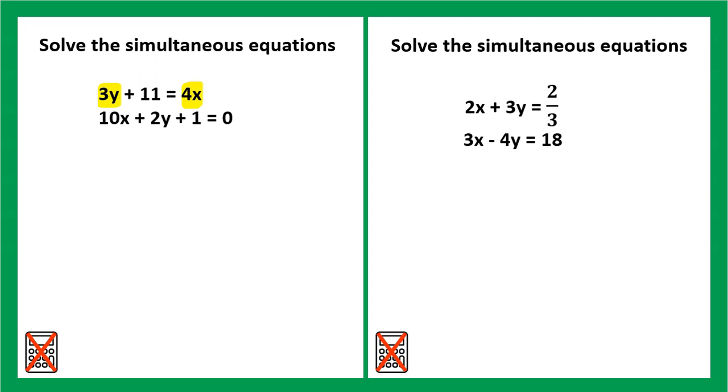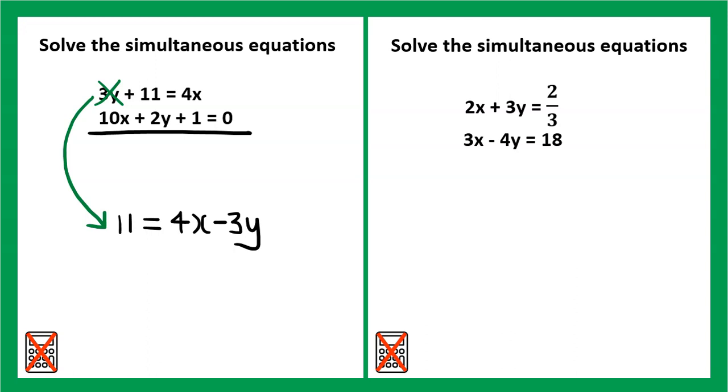Before, we had both of the algebraic parts on the left and the numerical part on the right. So let's just change this round. We can do that by subtracting 3y from both sides. That would leave us with 11 on the left hand side is equal to 4x minus 3y on the right hand side. So I'm going to rewrite the first equation as 4x minus 3y is equal to 11. I've just swapped the left hand side and the right hand side round. Makes no difference, they're both equal to each other.